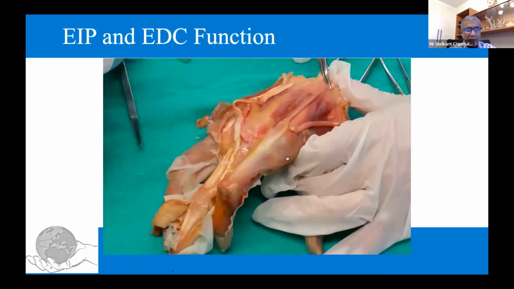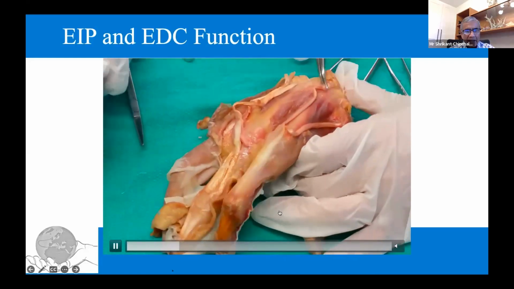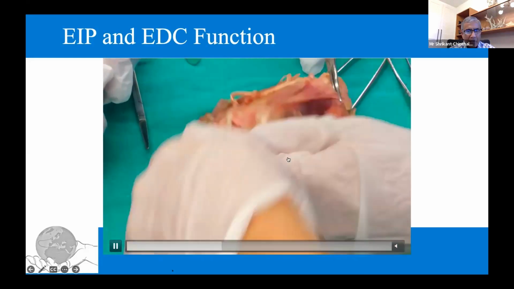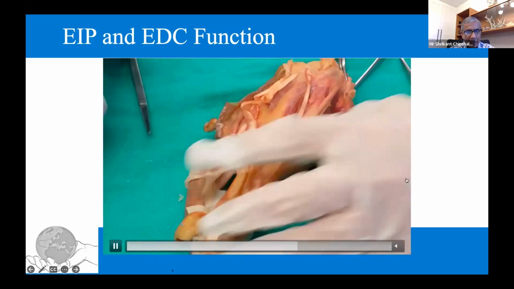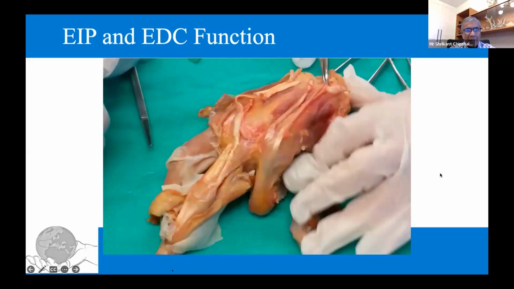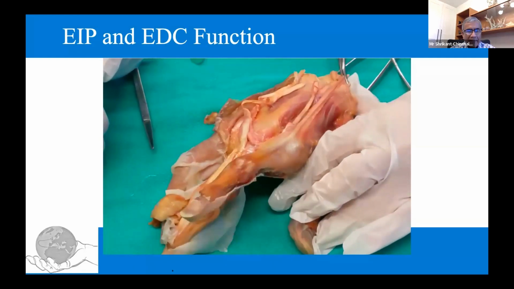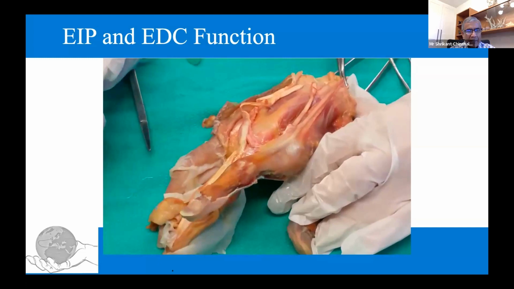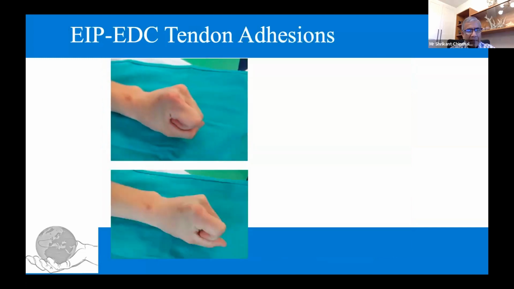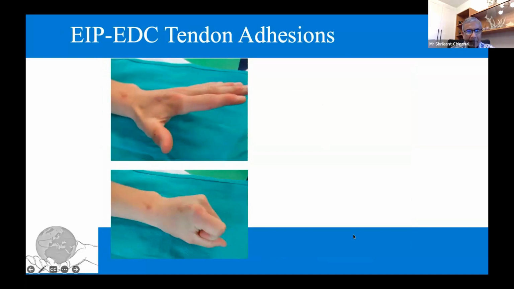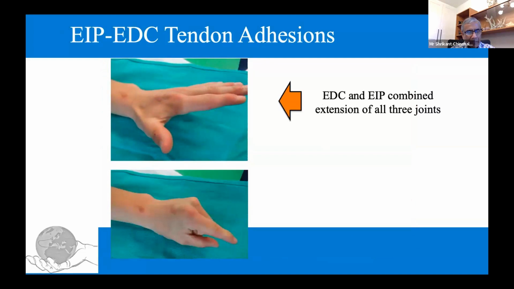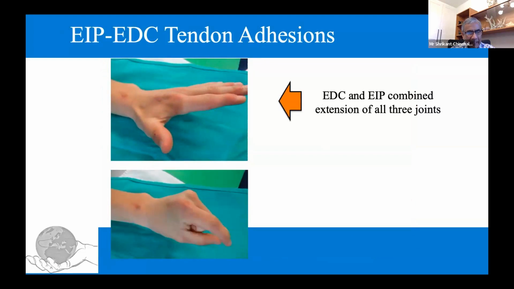So here on cadaver dissection, I'm pulling on the extensor indicis proprius and extensor digitorum communis. And you can see that the patient has maximum motion of the metacarpophalangeal joint as well as the interphalangeal joint. But despite separate repair of extensor indicis proprius and extensor digitorum communis, you may see that patients may end up having adhesion formation between these two tendons. And especially when that happens, patients are not very happy because they are unable to completely extend their index finger while their adjacent fingers are in flexed position.